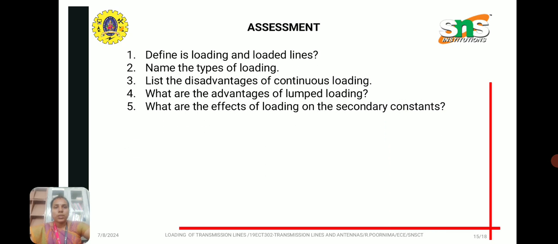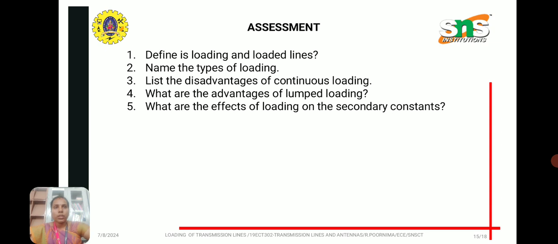Let's take an assessment. Define loading and loaded lines and name the types of loading. List the disadvantages of continuous loading. What are the advantages of lumped loading, and what are the effects of loading on the secondary constants?